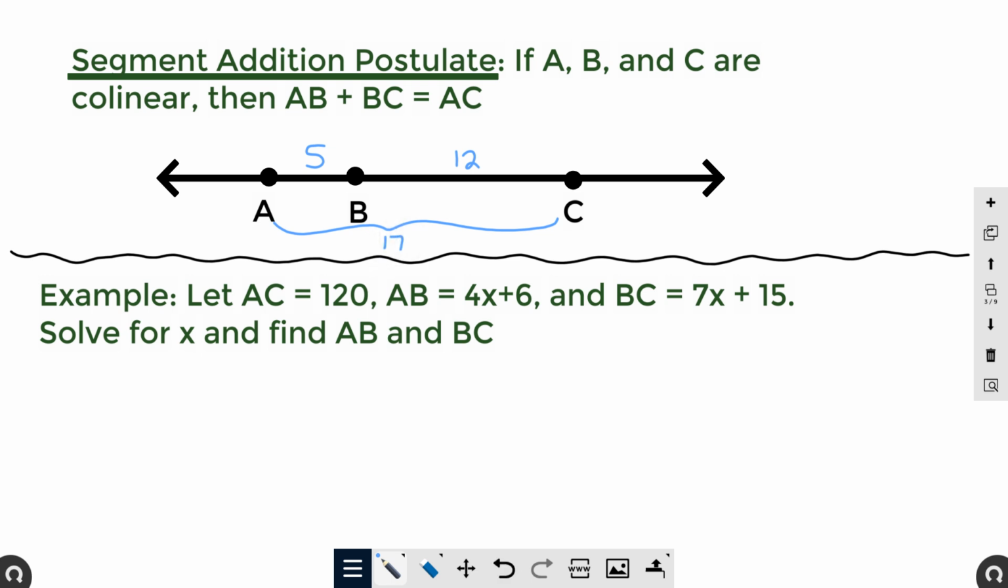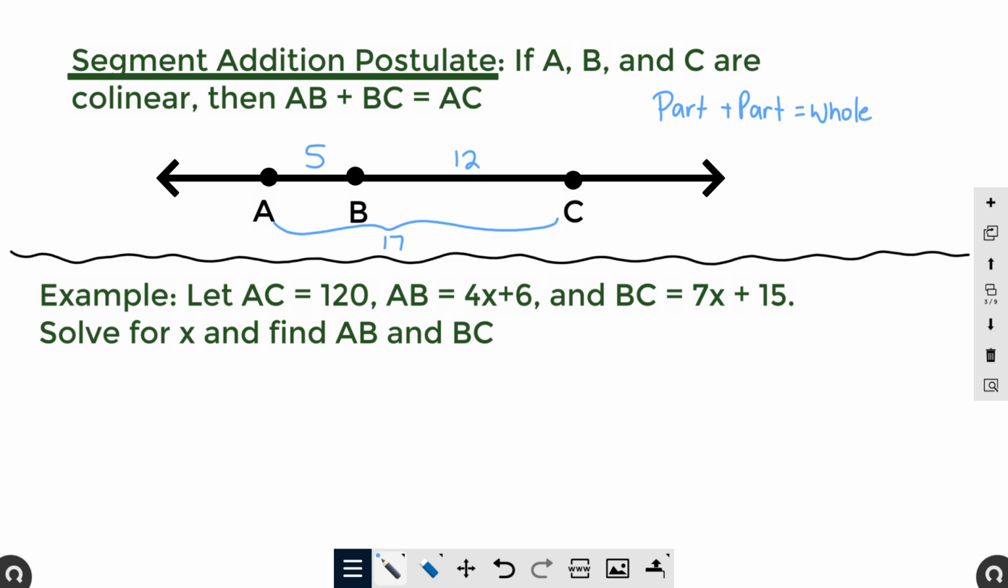A lot of times we say this as part plus part equals whole. You can add the two parts together to make the whole piece. Or if you know the whole piece, you could subtract one of the parts to get the other part. Like if I know the whole is 17 and this part's 12, 17 minus 12 is 5. Ta-da! That's how it works.